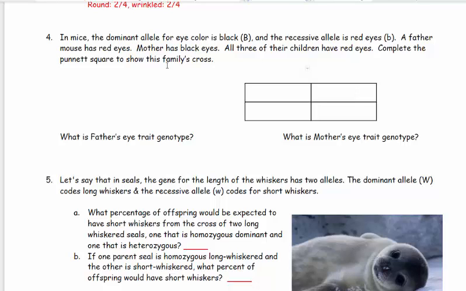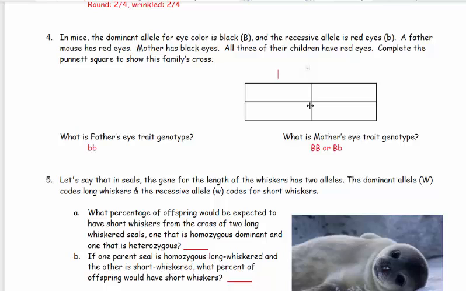The first thing I would talk about in question number 4 is probably, what is the father's eye trait genotype? It talks about the father having red eyes, and we know that red is the recessive trait. So in order for the father to have red eyes, it's got to be small letters. It's the only way you end up recessive. Okay. So the next question is, what is the mother's eye trait? Now we know that she has black eyes, but that could be 2 possibilities. So I'm going to list them both right now, and we'll come back in a moment to discuss why only one of them is possible.